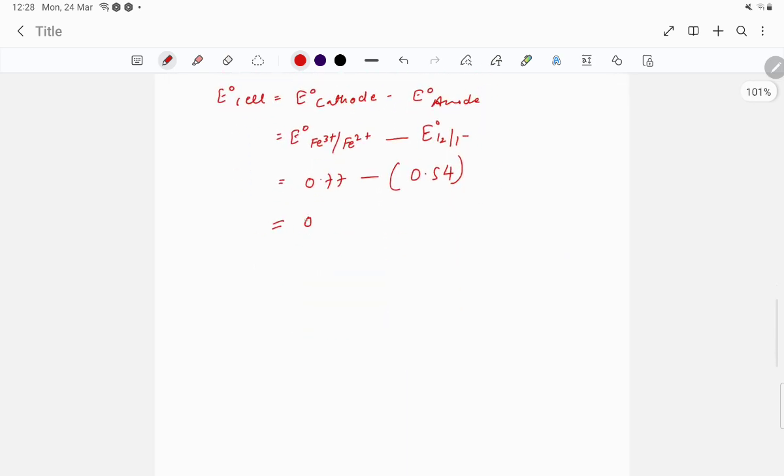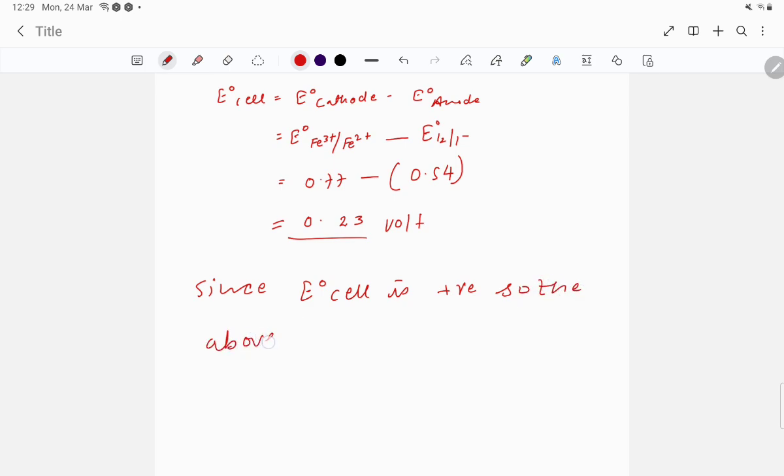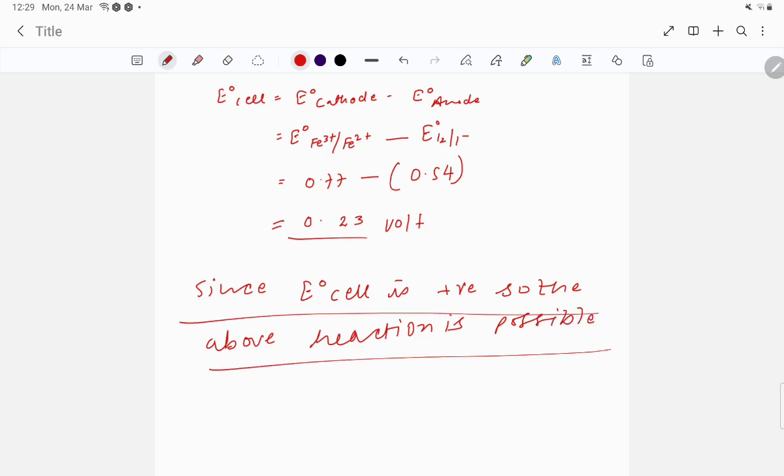So how much value are you going to get? It is going to be 0.23, student, 0.23 volt, right? So the answer is, student, since E naught cell is positive, the above reaction is possible. The above reaction is possible, right? This is our required answer, student.